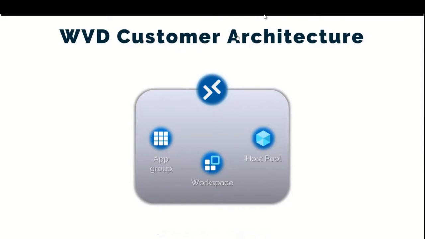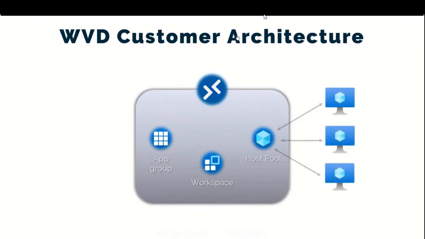But I told you that there are 3 core components of WVD, but there is another one. So this is the session host, standard VMs, right? We can add standard VMs to the host pool, and then when accessing the WVD, based on the load balancing algorithms, we'll be logging in to one of those.